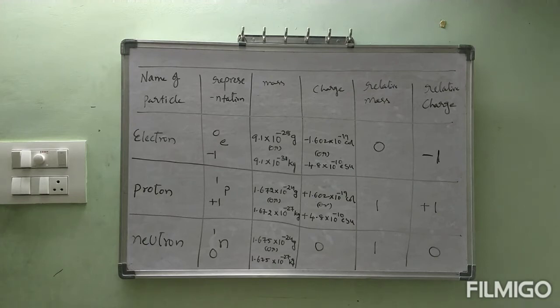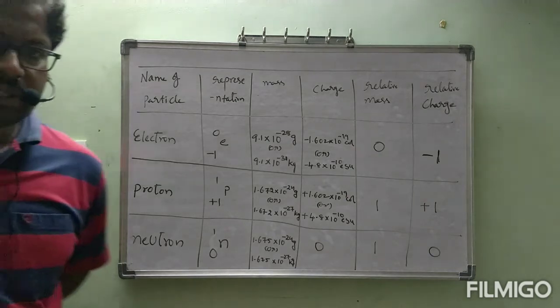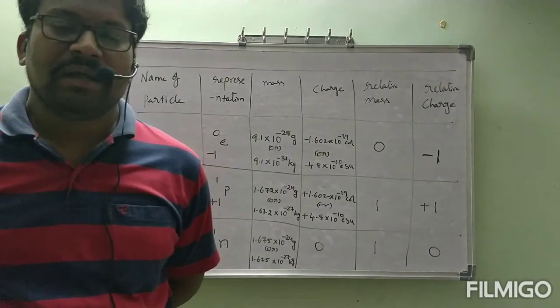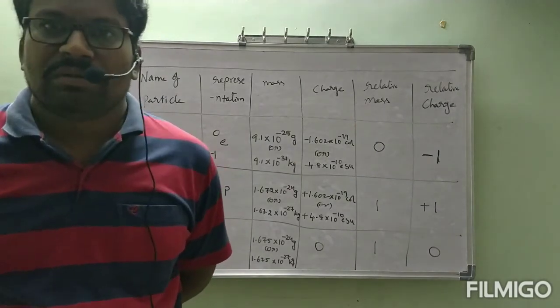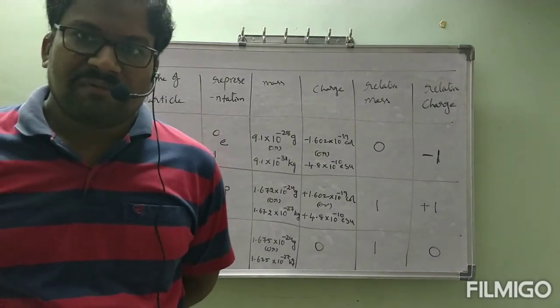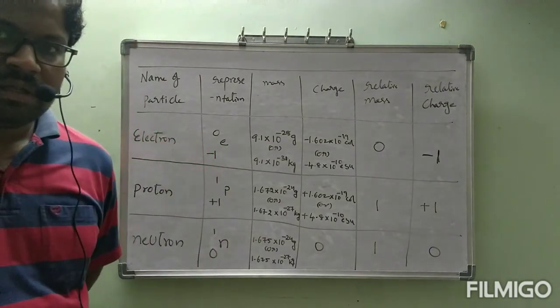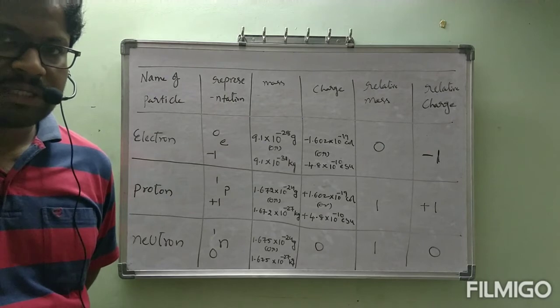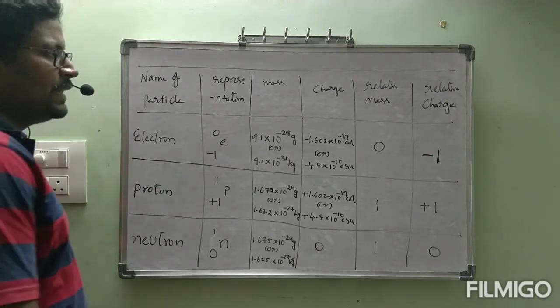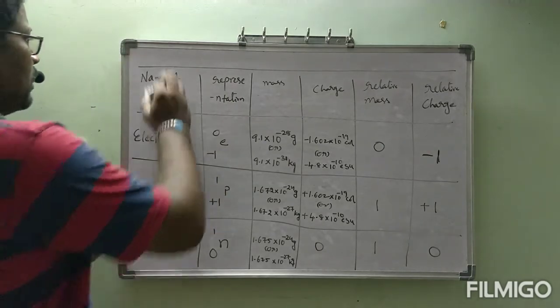This is the complete information about three fundamental particles: electron, proton and neutron. With this, discovery of cathode rays and discovery of anode rays are completed. Next, we are going through the atomic number and mass number definitions. Shall we see them? I hope you are clear about these three particles, cathode rays, anode rays. Now, next, keep the side heading.